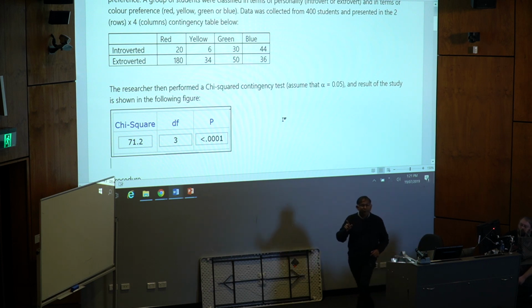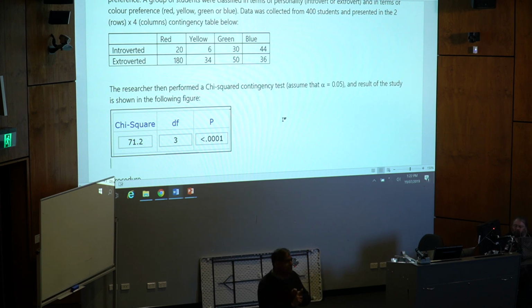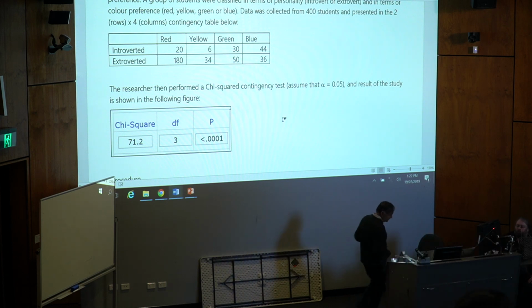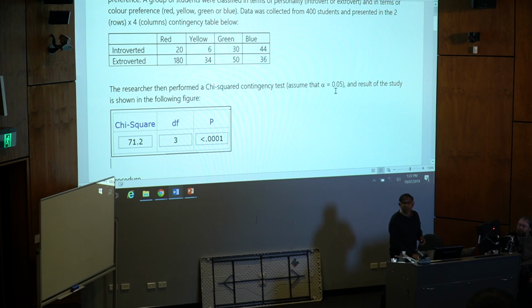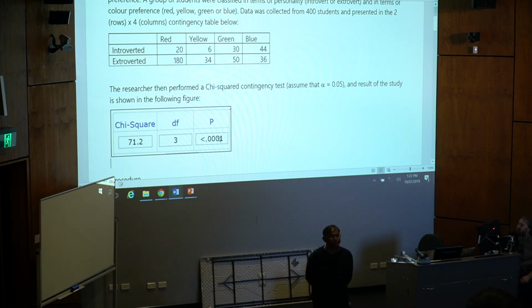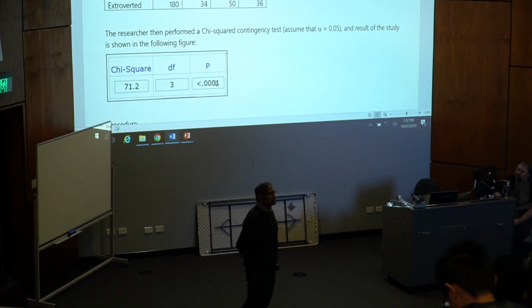So this is the result of the chi-squared test, and once again, we do exactly the same thing. We go through the process of identifying the scientific hypothesis, setting up the null and alternate hypothesis, and then compare P with alpha. In this question, it says assume that alpha is 0.05. We are told that P is less than 0.0001. Reject the null hypothesis, accept the alternate hypothesis. In other words, the scientific hypothesis is supported.